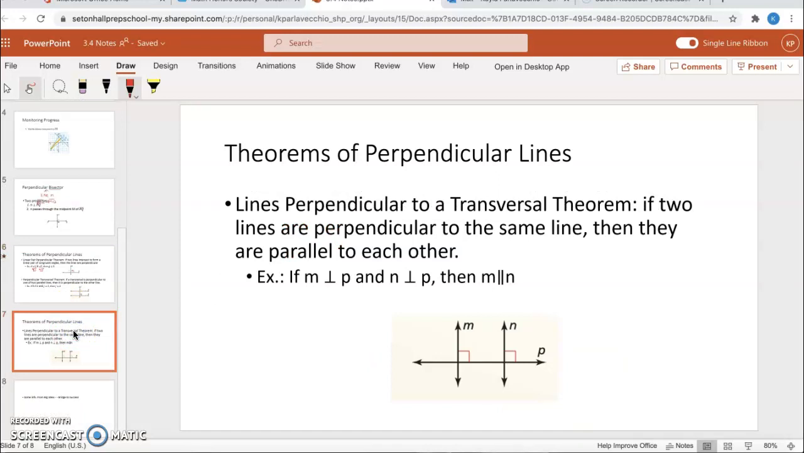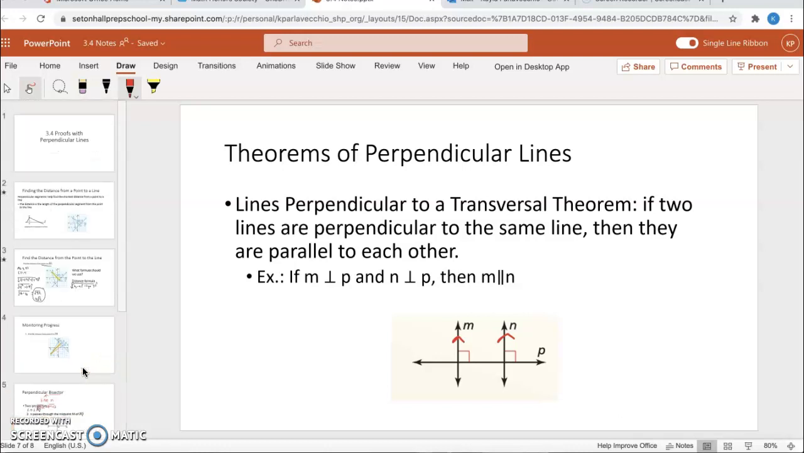So looking at this example here, yet another one, we have the lines perpendicular to a transversal theorem. It's very similar to the one I just gave you. And it says that if two lines are perpendicular to the same line, then they would be parallel to each other. So in this example, if line M is perpendicular to line P and line N is also perpendicular to line P, then M and N must be parallel to each other. And that should make a little bit of sense to you because if they're going through the same angle of line P, they should never cross into each other because they're both intersecting it at the same angle. And that's all this section has to conclude.